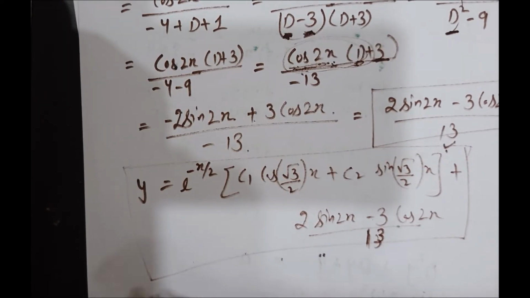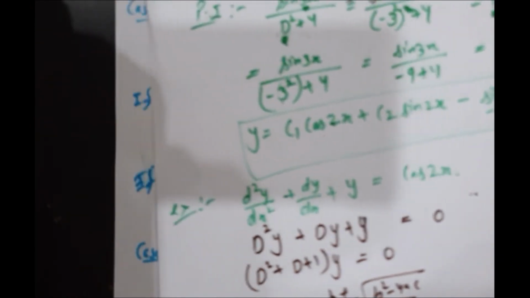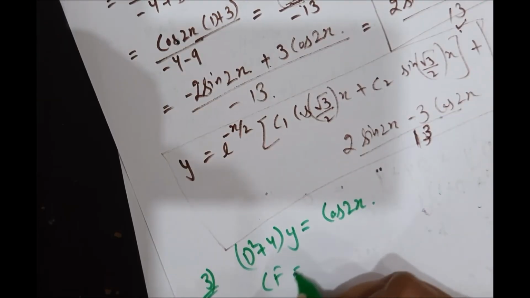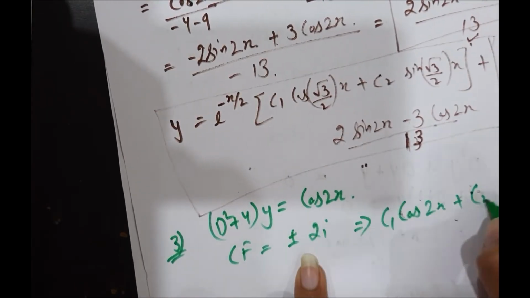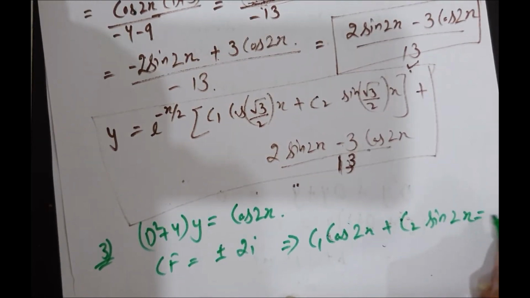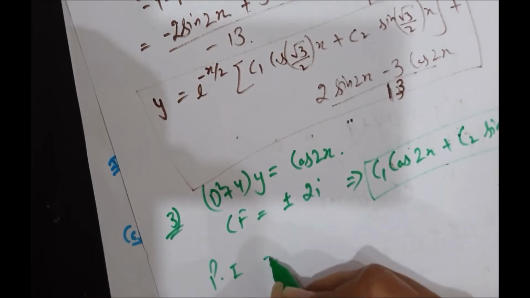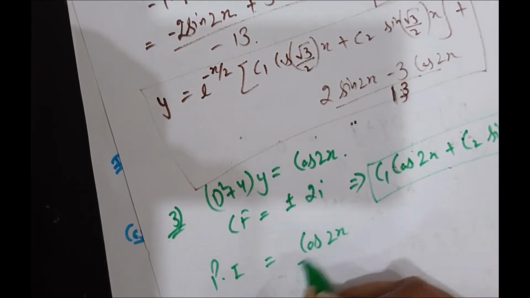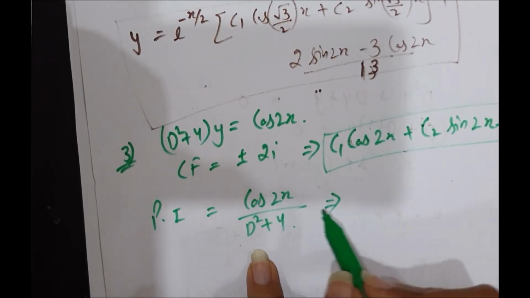So this comes out to be a solution of this differential equation. Let me take another example. Its complementary function would be plus minus 2i, that is c2 sin 2x. This is the complementary function. The particular solution is cos 2x over D square plus 4. Now you know what we need to do.